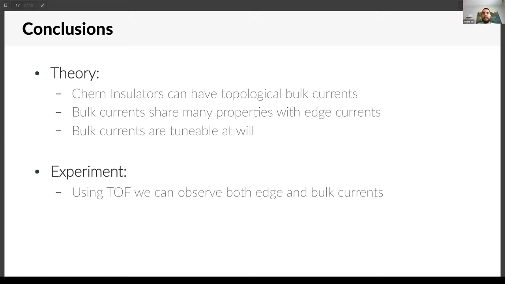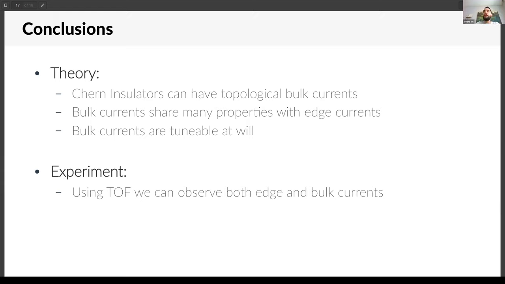My question is, what happens if the potential step which induces these bulk currents is in the same position as a boundary region? So if it's right at the edge of the insulator, there would be these edge currents, and then you could also have the bulk currents in the same place. Can they add up or cancel? Did you investigate that?